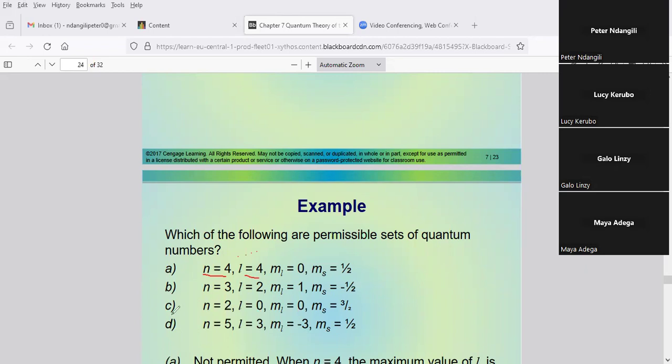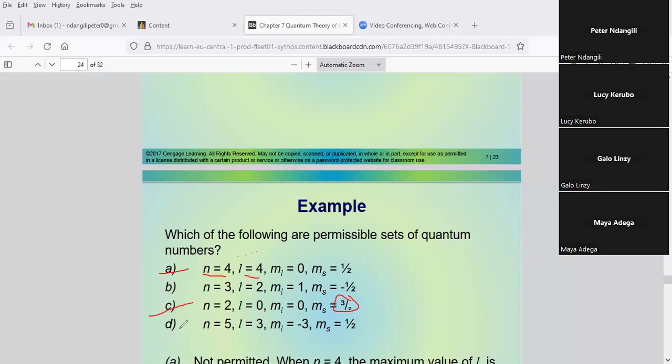Now, when n is equal to 2, we can have an L of 0. We can have an ML of 0, but we cannot have this MS. MS can only be positive a half or negative a half. So this one is not allowed. We have also seen that this one is not allowed. Let us look at the last one. When n is equal to 5, L is equal to 3, ML is equal to negative 3. That is possible. And this one is equal to half. So this one is also allowed.